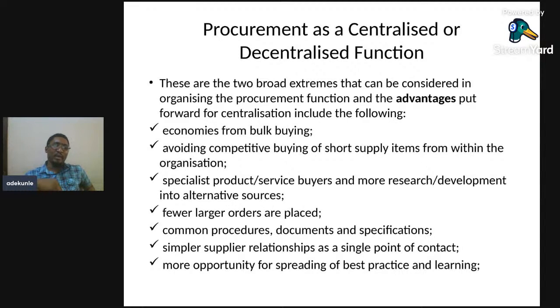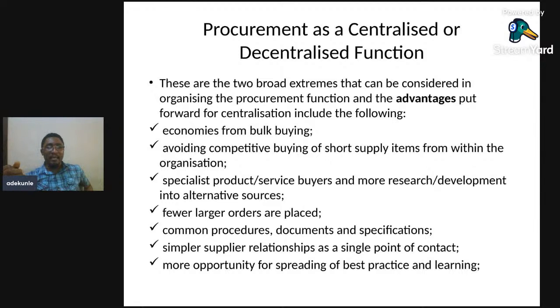One of them is that it gives an economics of bulk buying advantage. It leads to avoiding competitive buying of short supply items from within the organization itself. It allows specialist product or service buyers and more research and development on the product to be bought. It allows fewer, larger orders to be placed. Instead of placing orders frequently, you place once and the order comes in large quantity. There's also the benefit of common procedures, documents, and specifications.